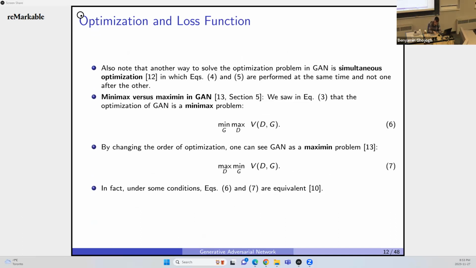Another way to solve this is simultaneous optimization, in which equations 4 and 5 are performed at the same time, not one after the other. Okay.